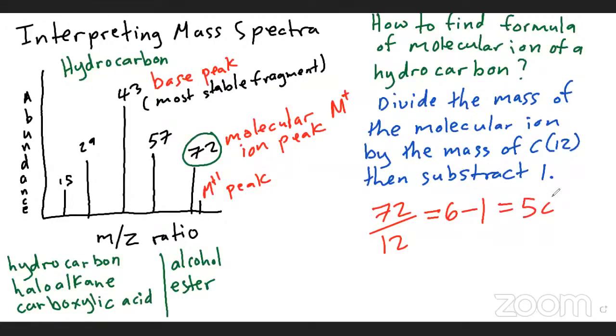All right. So we know that our hydrocarbon is pentane, which would be C5H12. If you check the mass of this, it should match up to 72. So we know 12 times 5 is 60, 60 and 12, that is 72. So this particular hydrocarbon is pentane. So that is what you will do. If you get a hydrocarbon and you need the formula for it, just divide by 12, then subtract 1.